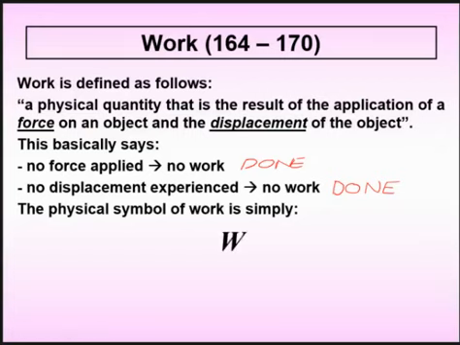What can you tell about this symbol? It doesn't have an arrow on top. So work is always a scalar, which is weird because it involves applying a force, which is by nature a vector, and having a displacement to experience, which is also a vector by nature. You are combining two vectors, and yet you're getting a scalar.